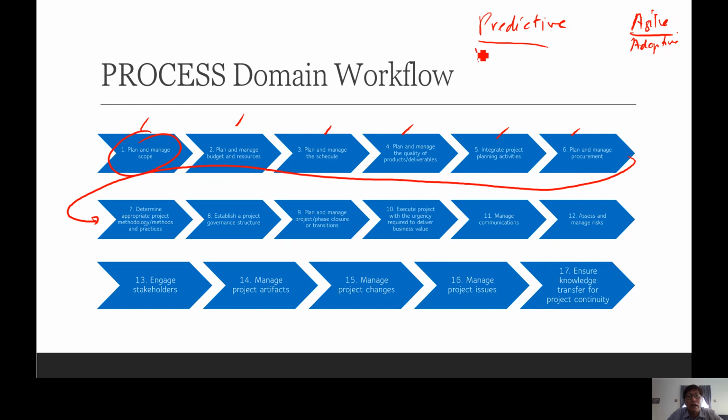Predictive means you must have all the requirements 100%, or at least close to 100%, known upfront. Then we do our planning, then we execute, then we deliver at the end of the day. One-time delivery, one go, one shot. Or maybe there could be different phases or milestones, okay? Whatever it is, it's one go.